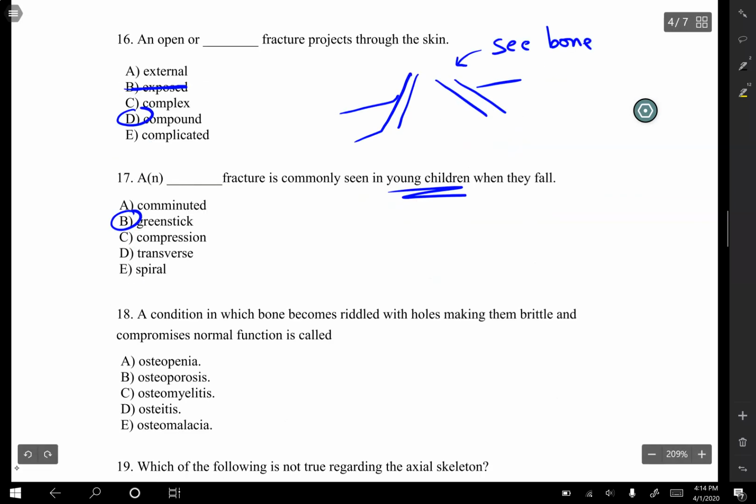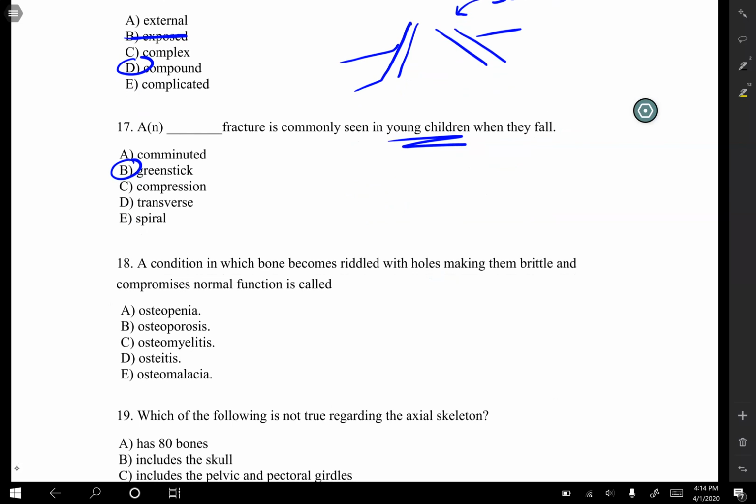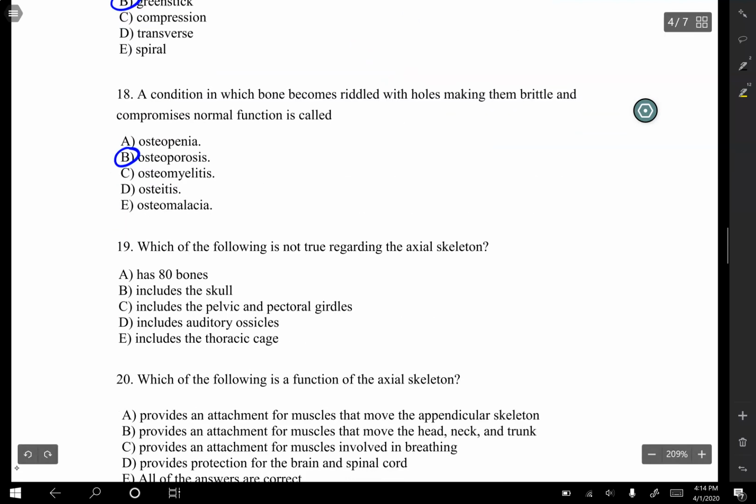The condition in which bones become riddled with holes, they literally look like Swiss cheese. That's called osteoporosis. Which of the following was not true regarding the axial skeleton? The axial skeleton does not have the girdles. These are part of your appendicular skeleton.